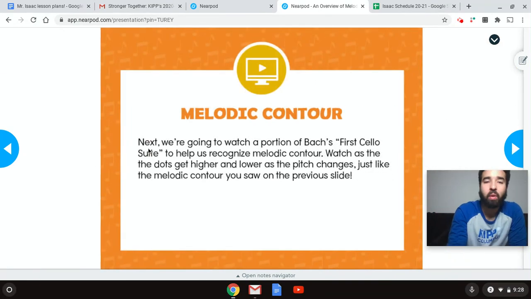Okay, melodic contour. So next we're going to watch a portion of Bach's first cello suite. So Johann Sebastian Bach, he is also someone around the same time as Mozart. All those guys, Beethoven, Bach, Mozart, they were all around the same era and all very important to what music is today. We're going to listen to Bach's first cello suite to help us recognize melodic contour. So watch as the dots get higher and lower as the pitches change, just like the melodic contour you saw on the previous slide.